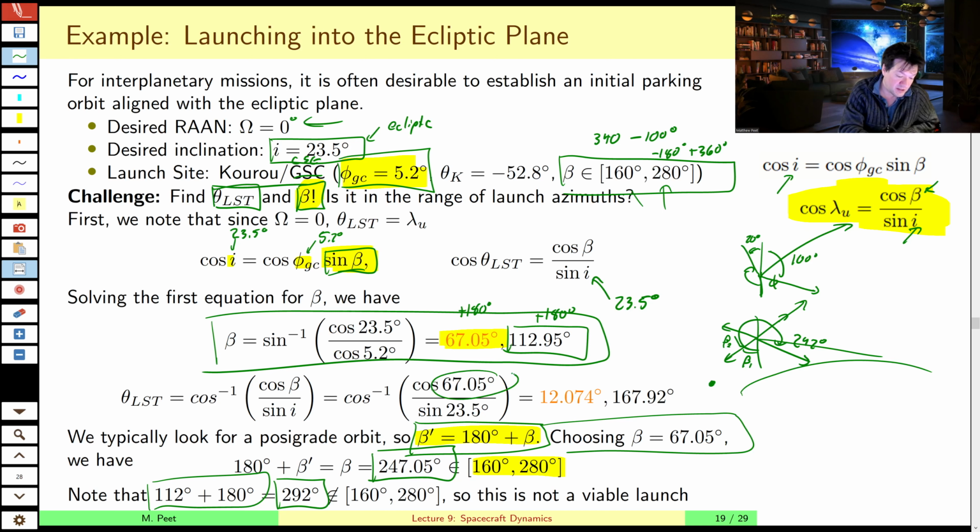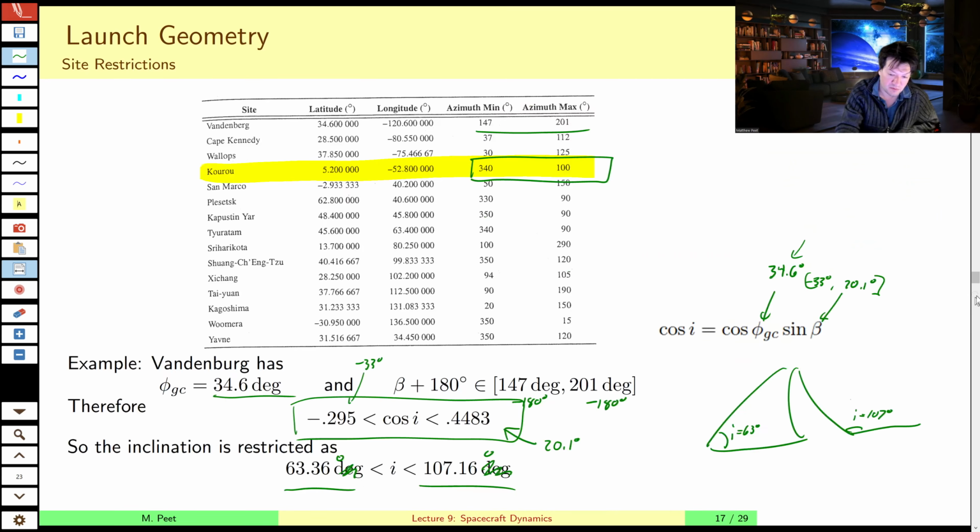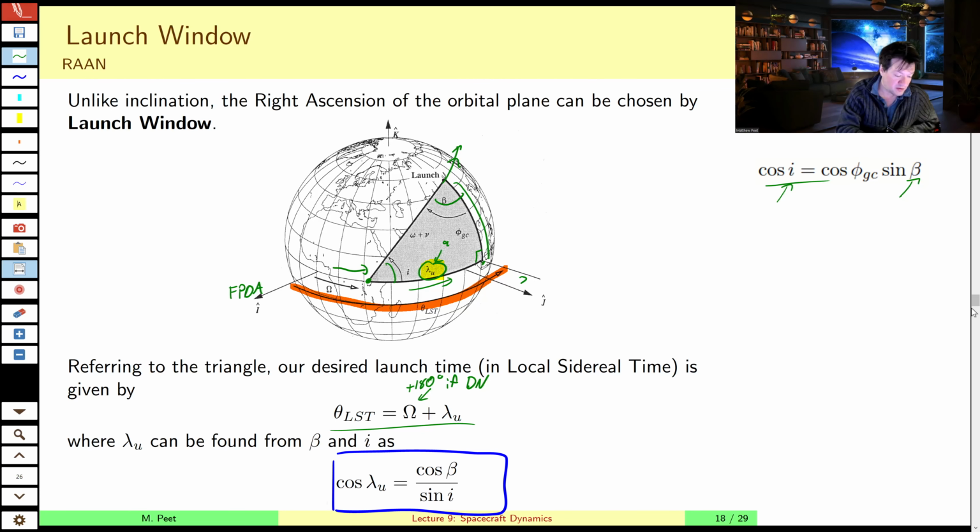Beta is 67 degrees, inclination 23.5 degrees. And so we get a desired local sidereal time for launch of 12.07 degrees, because remember, our right ascension is 0. If right ascension was not 0, we would have to add something to this. So if we had a right ascension, we would have to add the right ascension to that local sidereal time.